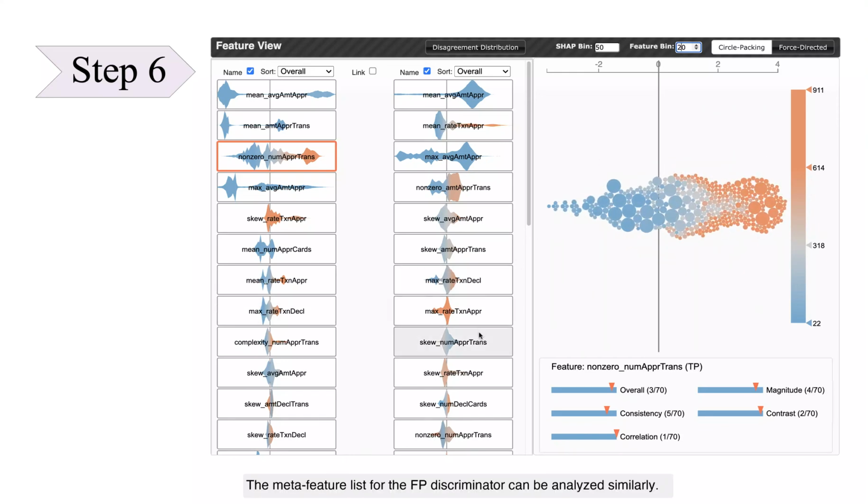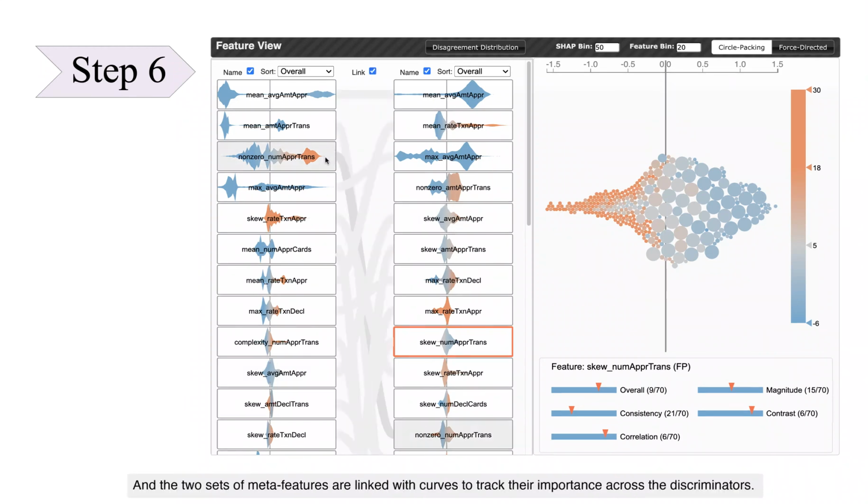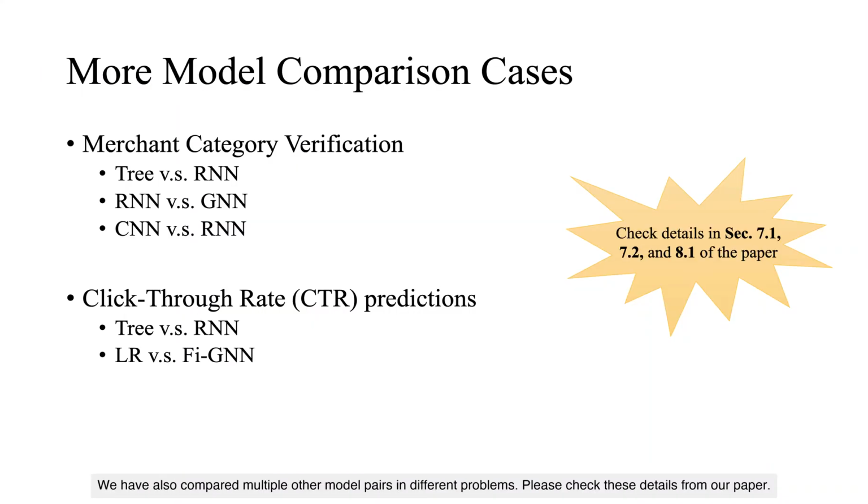The meta feature list for the false positive discriminators can be analyzed similarly, and the two sets of meta features are linked with curves to track their importance across the discriminators. We have also compared multiple other model pairs in different problems. Please check those details from our paper.